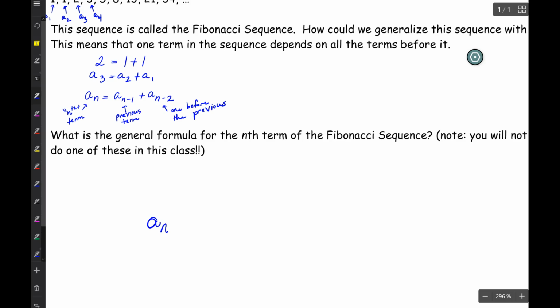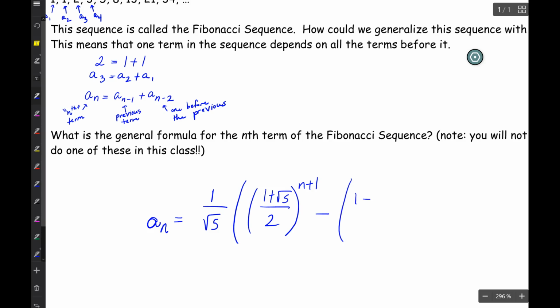So his formula is any term in this sequence, which is the Fibonacci sequence, can be found by taking 1 over the square root of 5 and multiplying it by, it gets better, 1 plus root 5 over 2 raised to the n plus 1 power, minus the quantity 1 minus root 5 over 2 raised to the n plus 1.